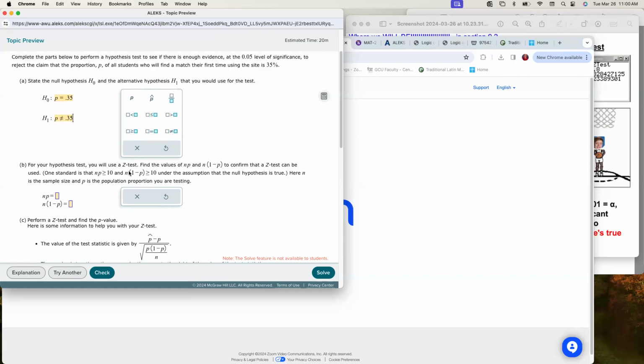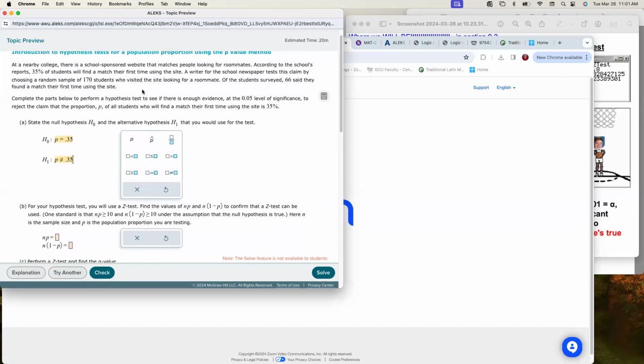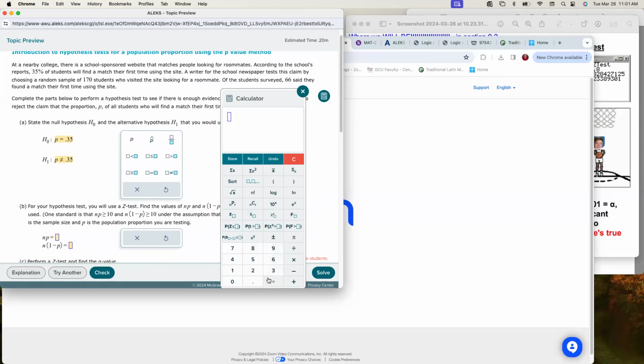So basically, they give us the criteria here: if you take N times P, it has to be greater than 10, and also N times 1 minus P. So if I took 0.35 times 170, because my N is 170 and my P is 0.35, I'll just use this calculator right here.